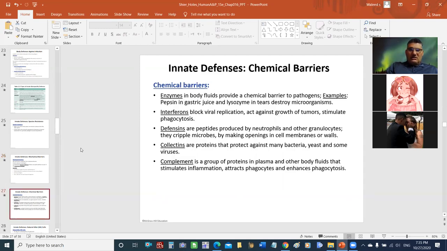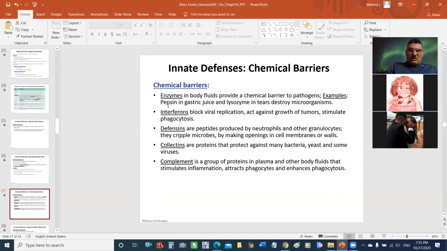Chemical barriers are something like enzymes, like pepsin, which is an enzyme inside your stomach. When you eat, remember that you're not eating something that's sterilized. You eat a sandwich, you eat something that contains some pathogens. When it goes inside your stomach, the chemical barriers will kill it. Enzymes or hydrochloric acid are going to destroy the microorganisms.